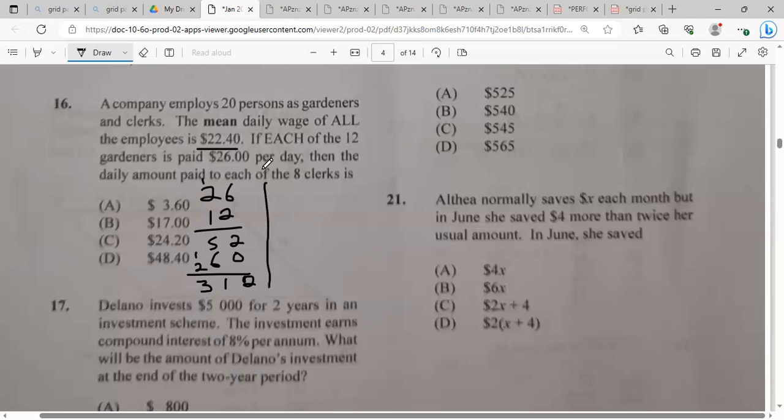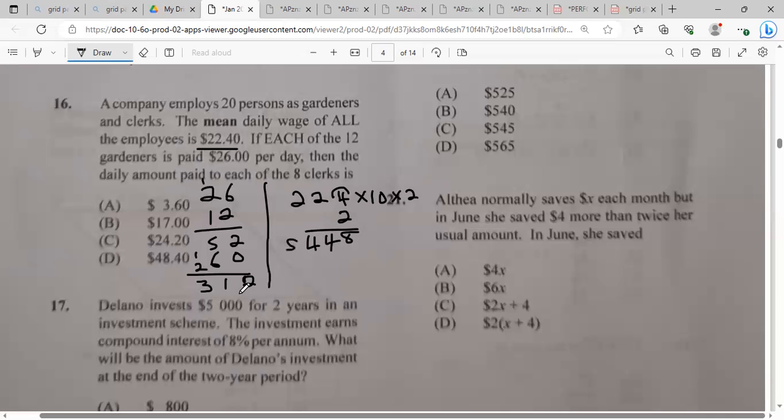They did say the mean was 22.4. So we multiply by 20, right? So move the decimal, this gives 224, and then 224 times 2. 2 fours are 8, 2 twos are 4. So in all, the aggregate was 448, the total.